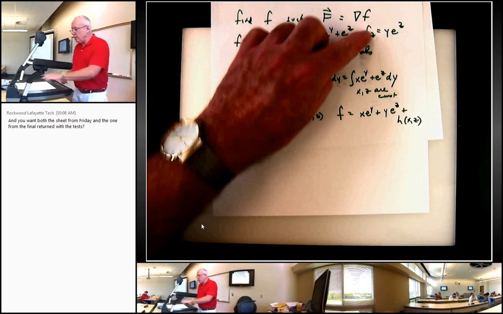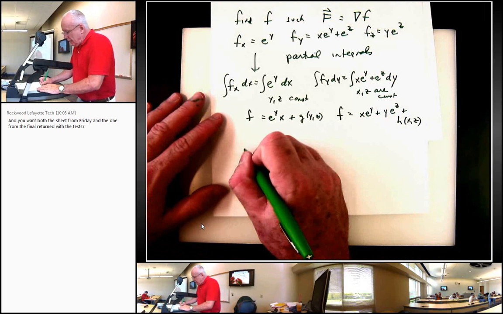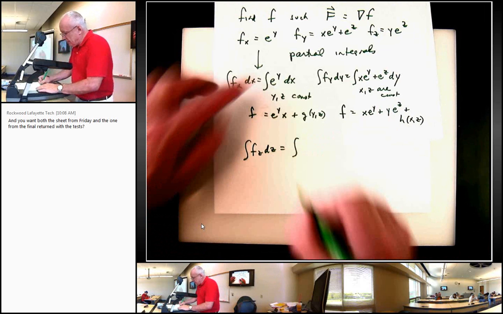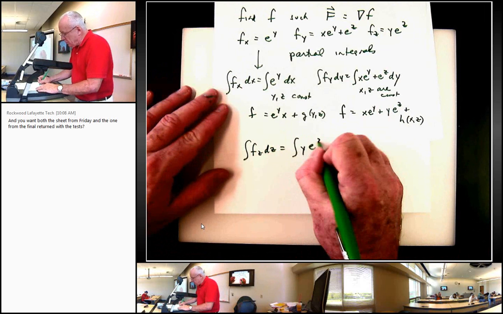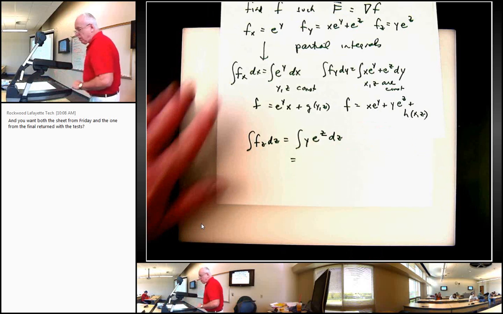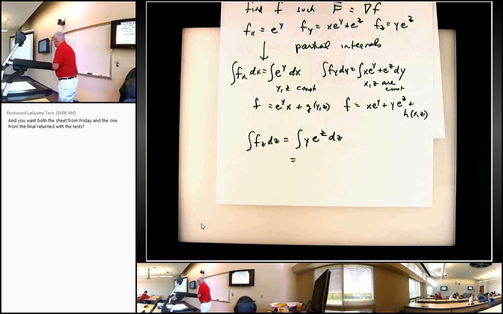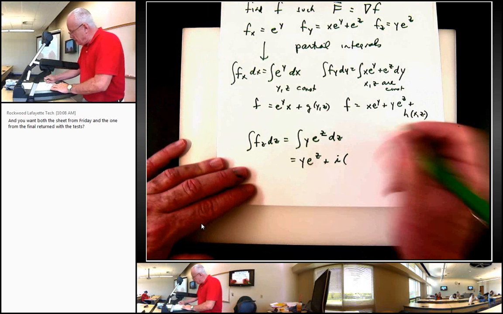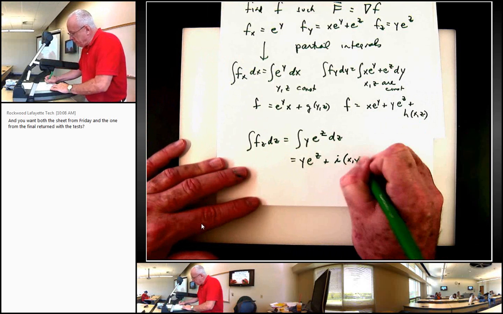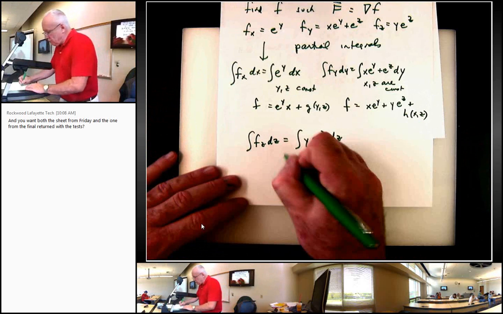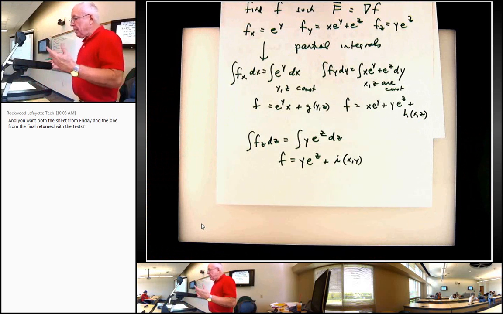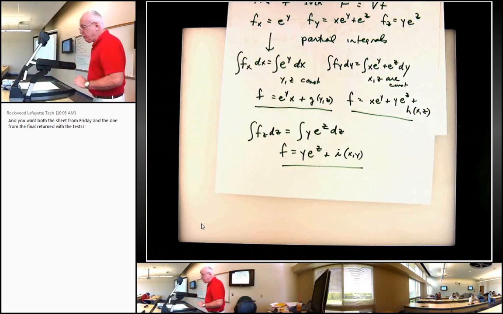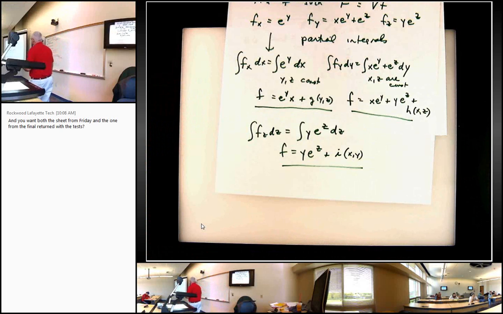Okay, we're 2/3 of the way there. Now we have to do the third one. And so the antiderivative of f sub z with respect to z, and that's the antiderivative of y e to the z with respect to z. Okay, and in that antiderivative y and x are constant, so that's y e to the z, plus some other function perhaps of x and y. All right, and that's also equal to f. So we then compare, we have three things that are equal to our little f function. We just match things up.